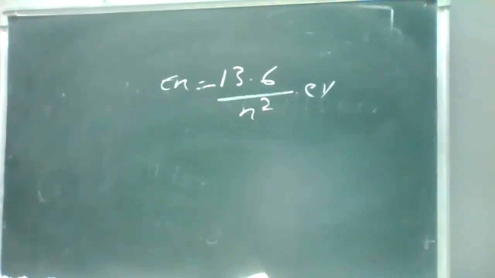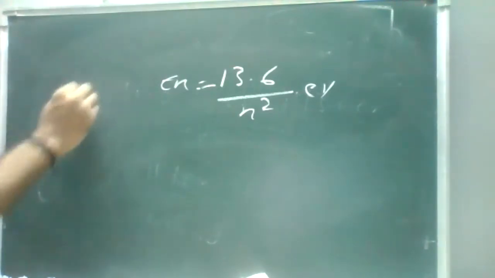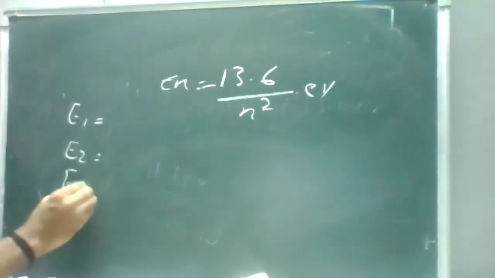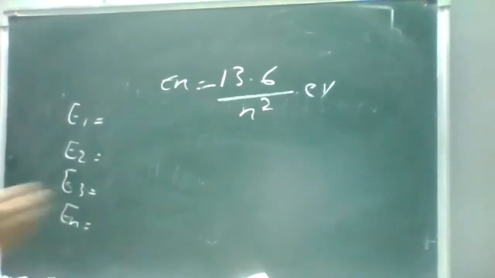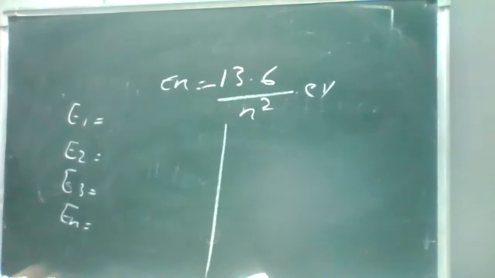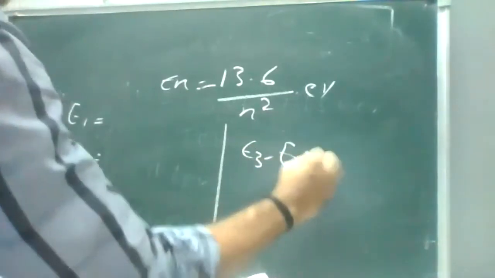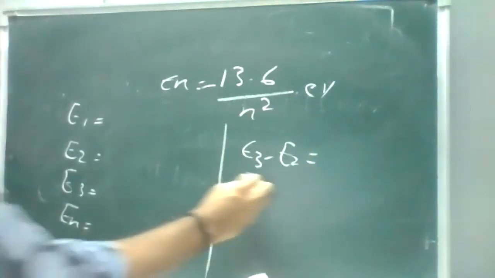So for the first orbit, second orbit, third orbit, we are going to find the differences. First find E1 by making n equal to 1, then find E2, then E3, and then E4. You'll get the energies for the 1, 2, 3, 4 orbits. Then we find the differences. So try to find E3 minus E2, the difference, or E4 minus E3, the difference.